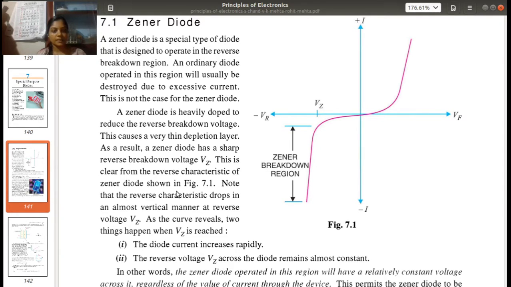A Zener diode is a special type of PN junction diode that is used in electronic circuits. It works on the principle of Zener breakdown, which is shown in this graph. The x-axis is voltage and the y-axis is current. The Zener breakdown voltage is Vz, which is shown here.